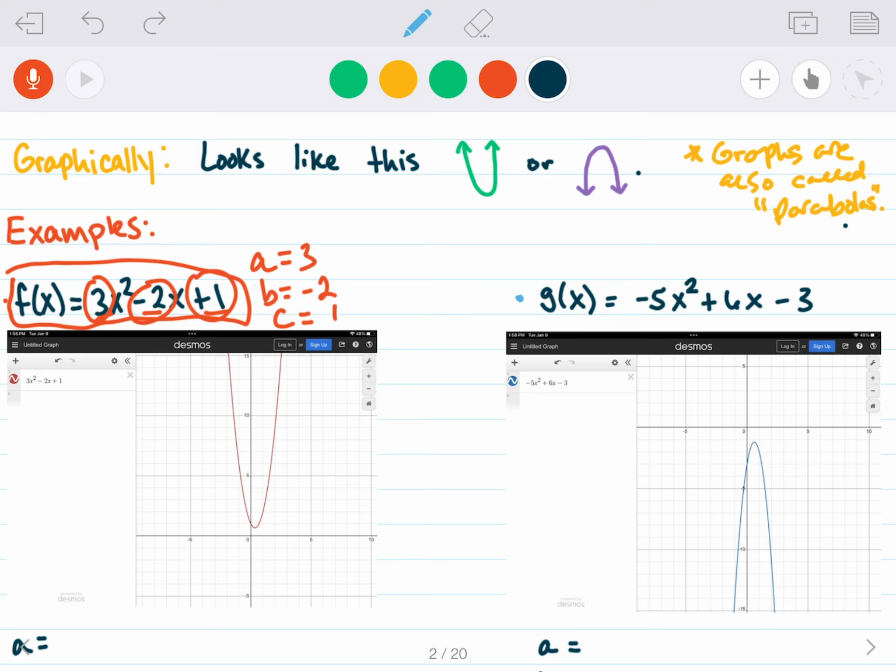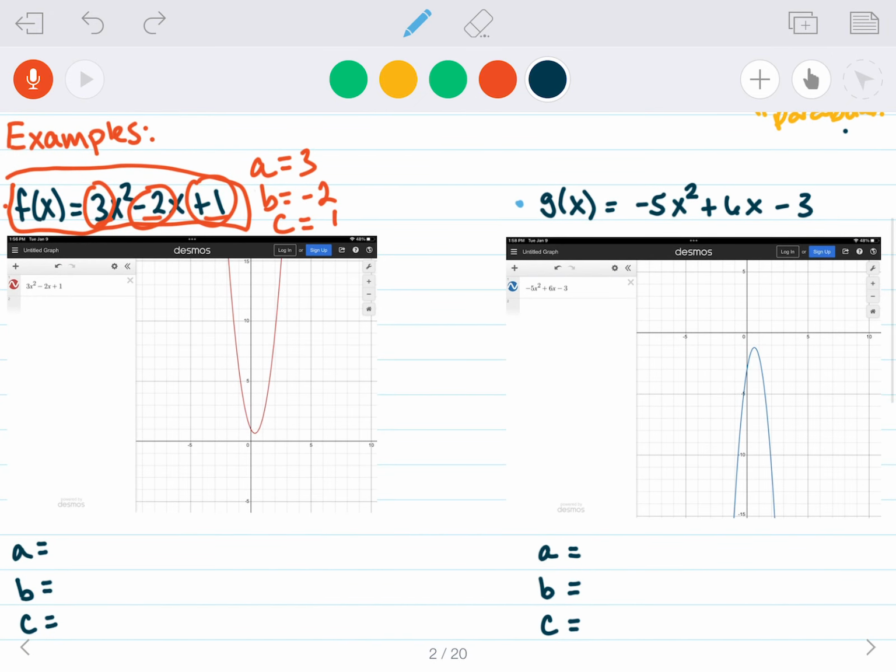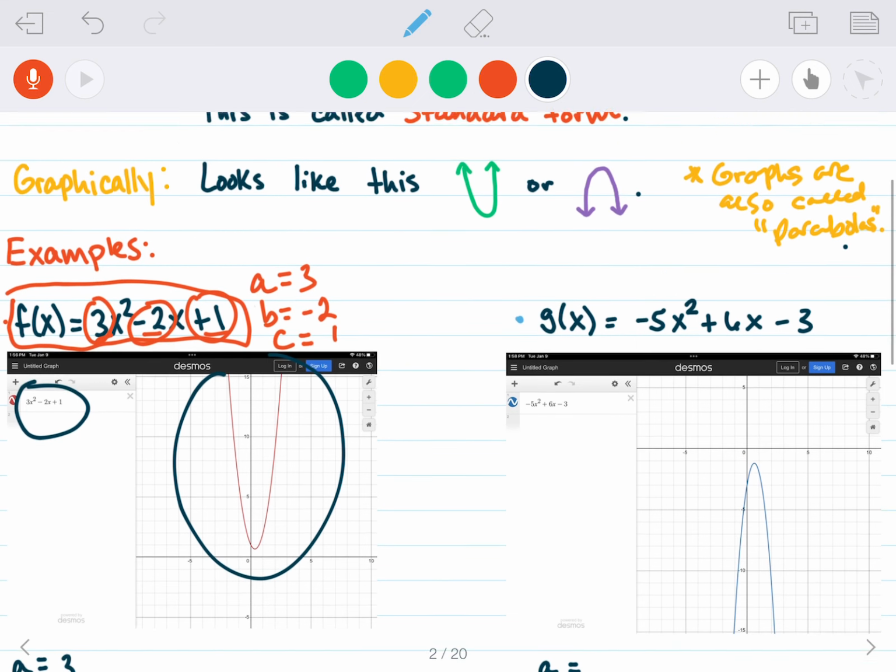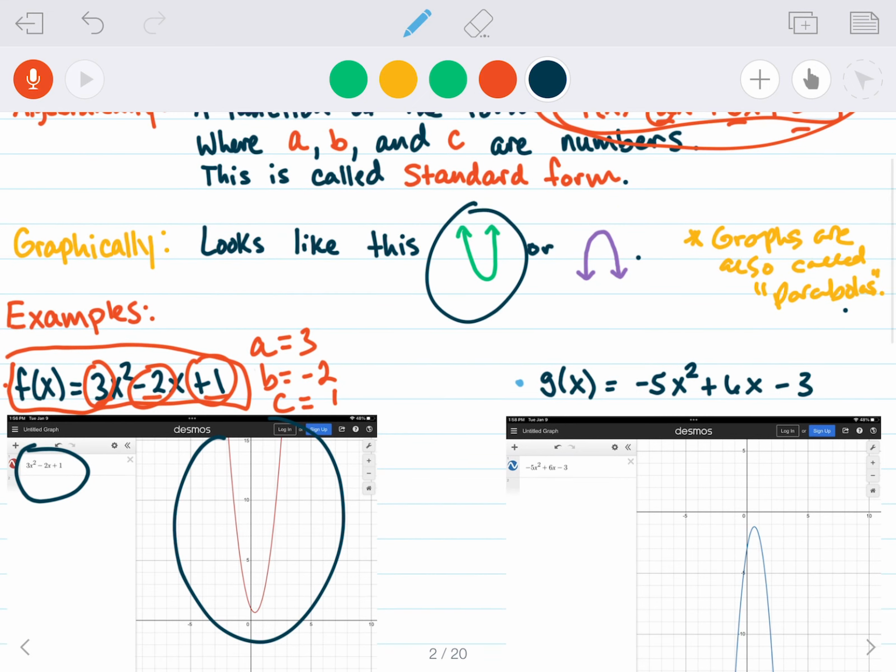Okay, so we just did this a, b, and c. a was 3, b was negative 2, and c was 1. And this is what it would look like if you were to graph it in Desmos. If you put that equation in Desmos, you'd get something that looks like this, and it's U-shaped, right? So it looks just like how we would expect it to look.